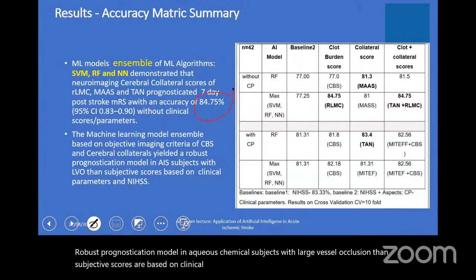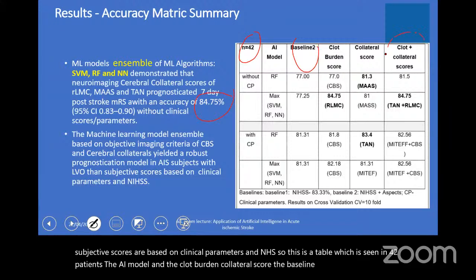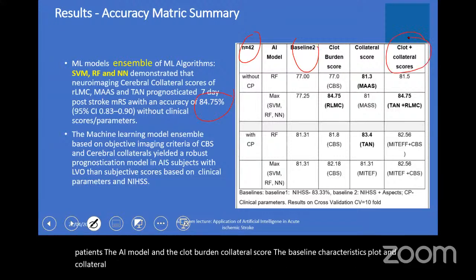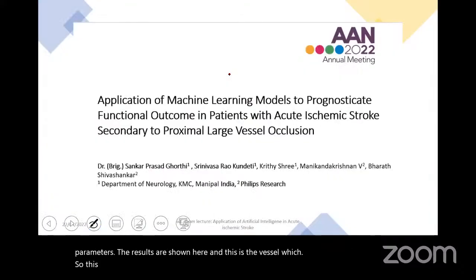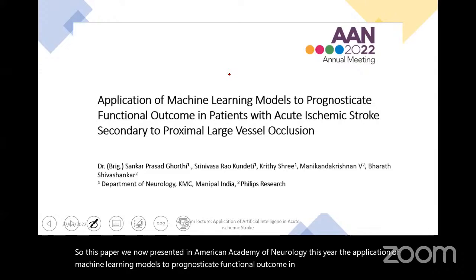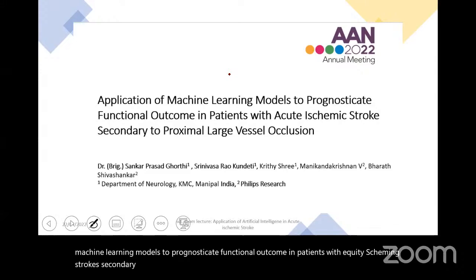So this is a table which is seen in the 42 patients: the AI model, the clot burden, collateral score, the baseline characteristics, clot and collateral scores together. You can see without clinical parameters and with clinical parameters, the results are shown here, and this is the result. This paper we presented at the American Academy of Neurology this year: application of machine learning models to prognosticate functional outcome in patients with acute ischemic stroke secondary to proximal large vessel occlusion.